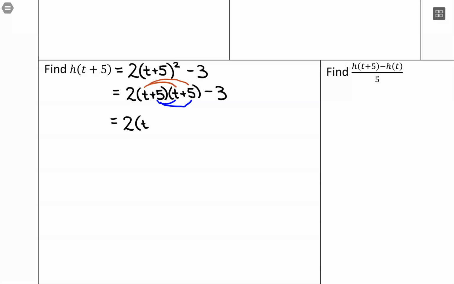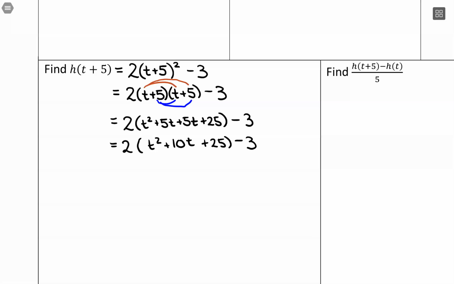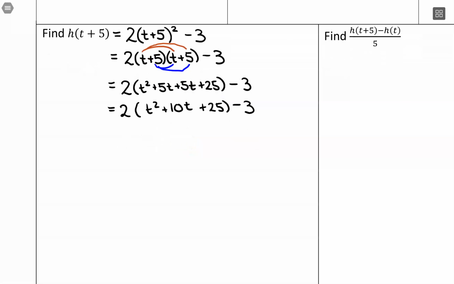So with that, let's FOIL. We'll have t squared plus 5t plus 5t. In fact, I'll just write this out for this example. And then plus 25. And then we still have this minus 3 on the end. So to simplify, t squared plus 10t plus 25 minus 3. So, as I was mentioning with the common mistake, if students make that mistake, they miss out on this 10t term, and that's a very important term to have in there. So, need to FOIL there.